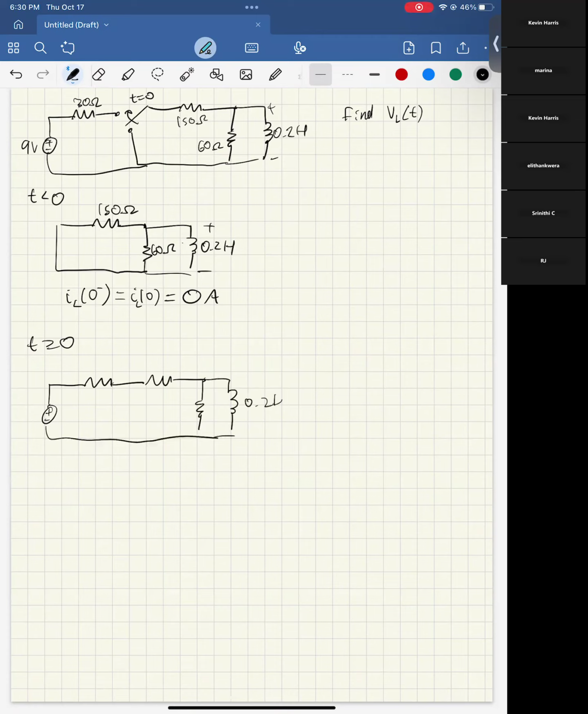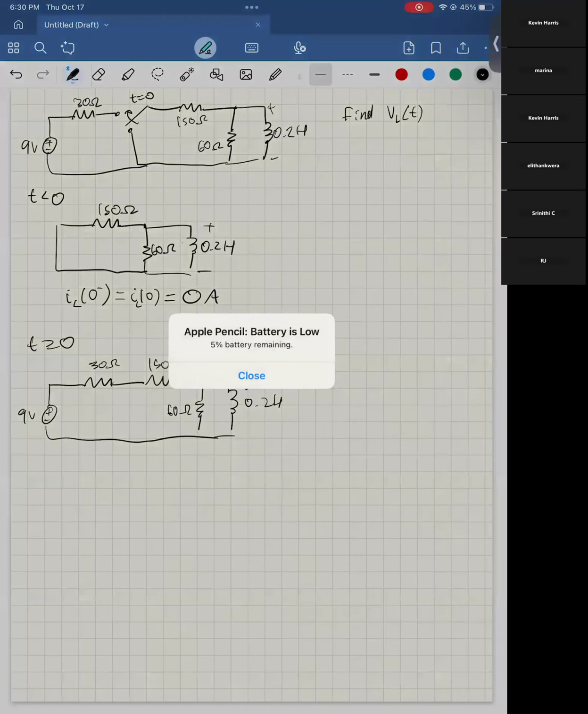We got our 0.2 henrys, our 60 ohms, our 150 ohms, and our 30 ohms, and 9 volts. So now what we want to find is the current as time goes to infinity.